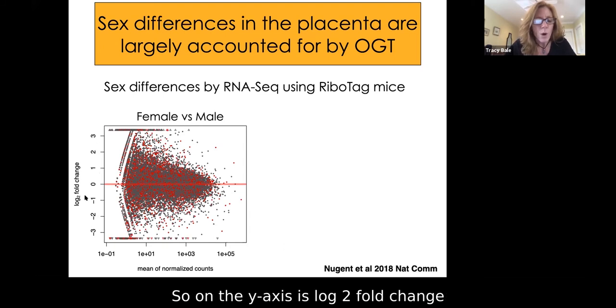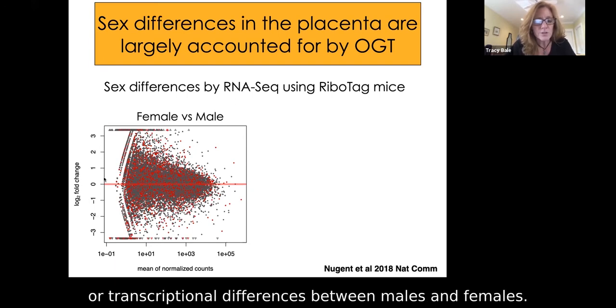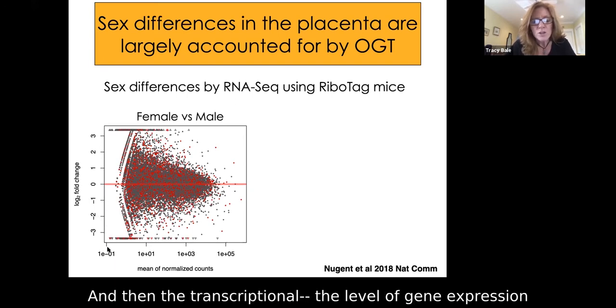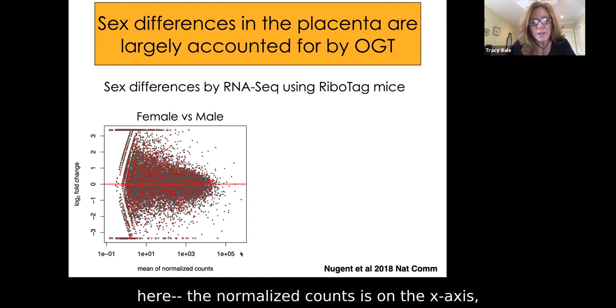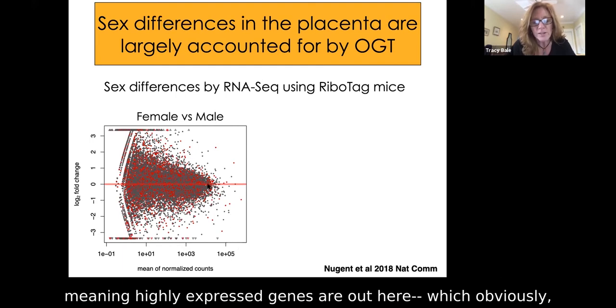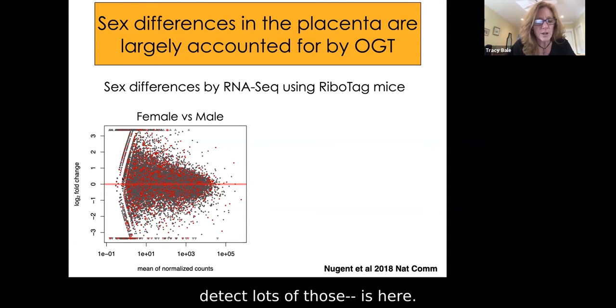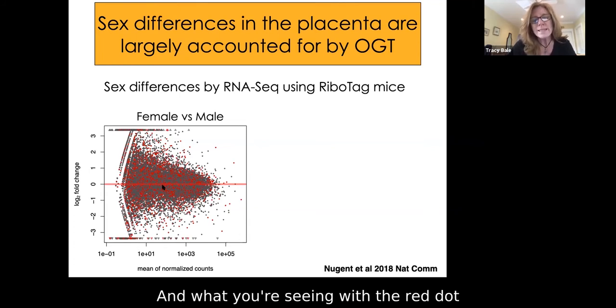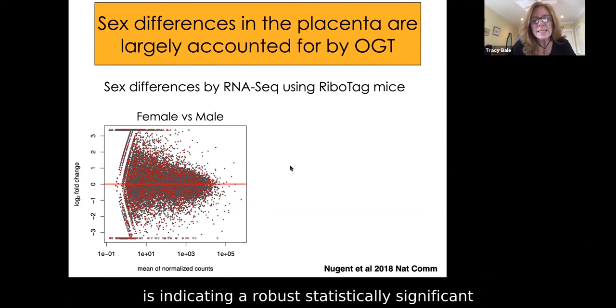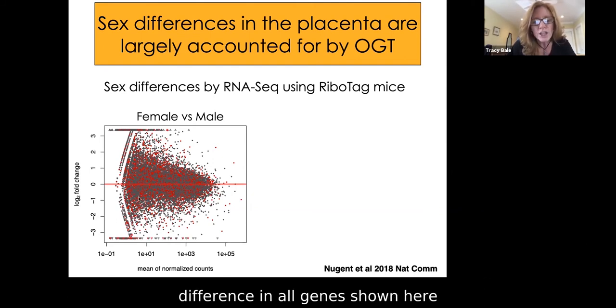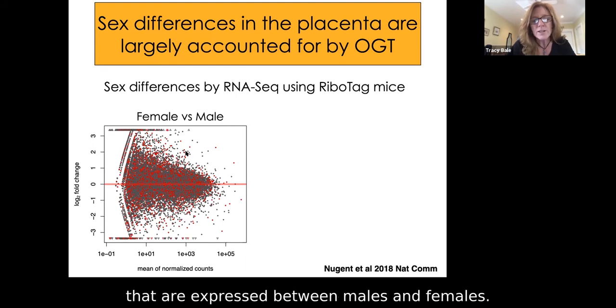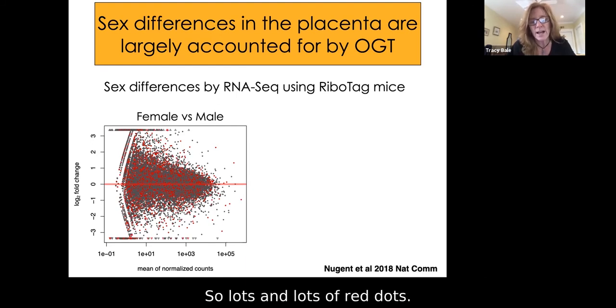Okay, so on the y-axis is log two-fold change for increased and decreased levels, or transcriptional differences between males and females. And then the level of gene expression, the normalized counts, is on the x-axis, meaning highly expressed genes are out here, which obviously there's fewer of them. Lower expressed genes, because this is RNA sequencing, we detect lots of those, is here. And what you're seeing with the red dot is indicating a robust, statistically significant difference in all genes shown here that are expressed between males and females. So lots and lots of red dots, lots of differences between males and females across high and low expressed genes.